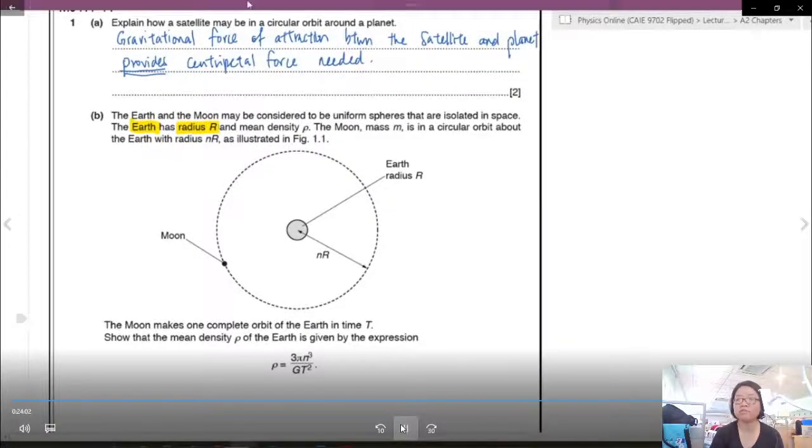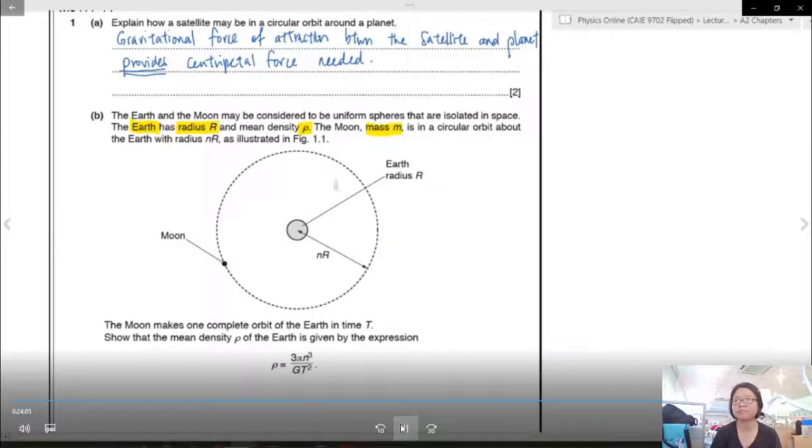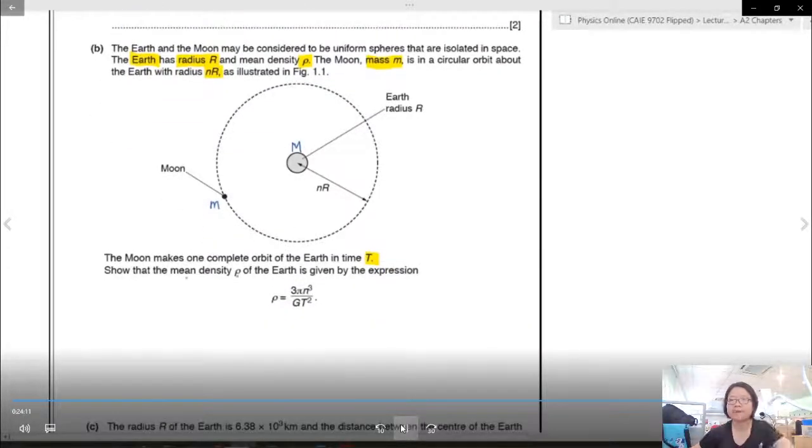Earth radius is r. Distance of Moon to the Earth is nr. The Earth has a density of rho. The Moon takes a time t to complete the period. Show that the mean density is given by this expression.